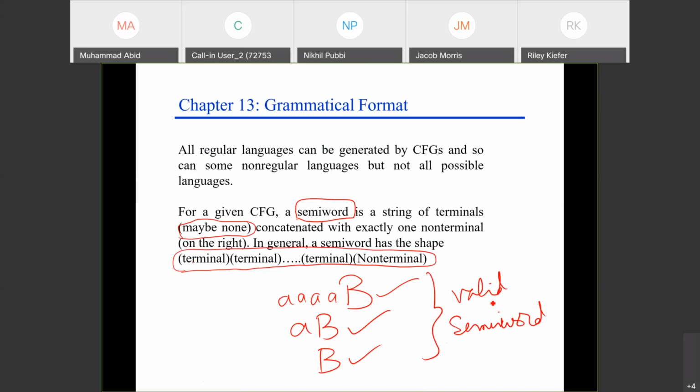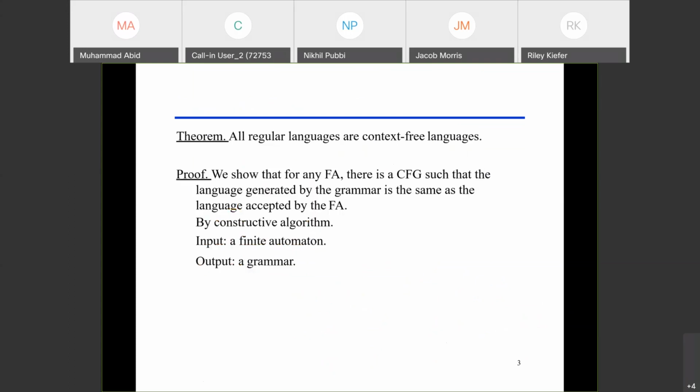Why do we call it a semi-word? Because until you have a non-terminal, it is not a word. The word definition is without any non-terminal. So we call this a semi-word, but it has a condition that the non-terminal should always be only one and on the right side of the word.